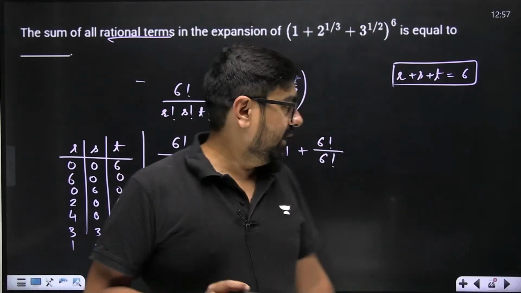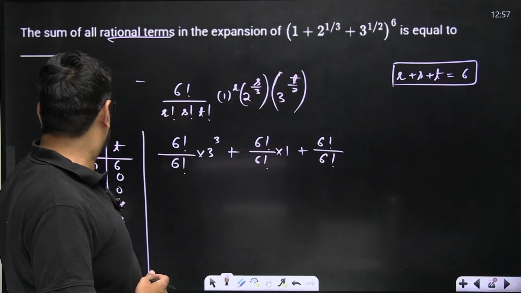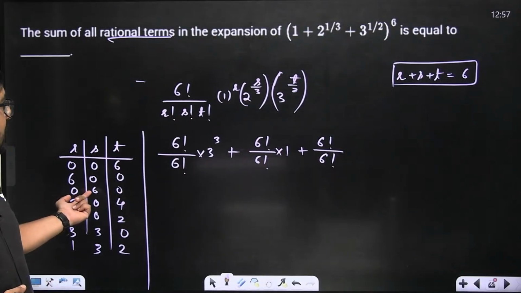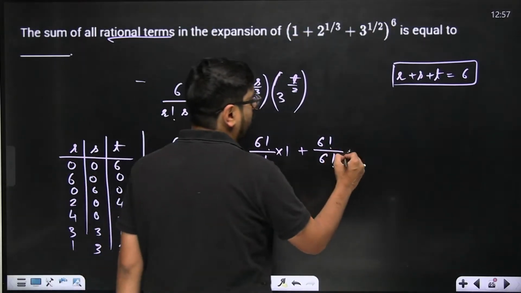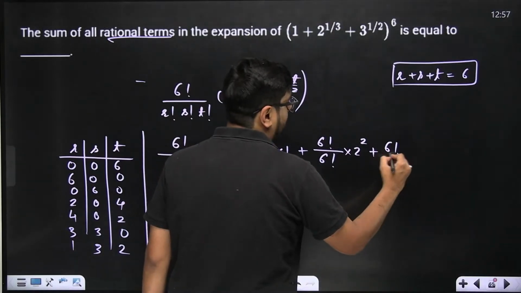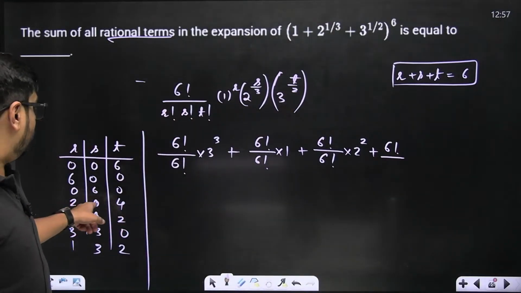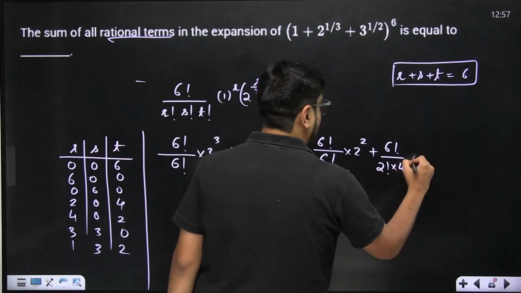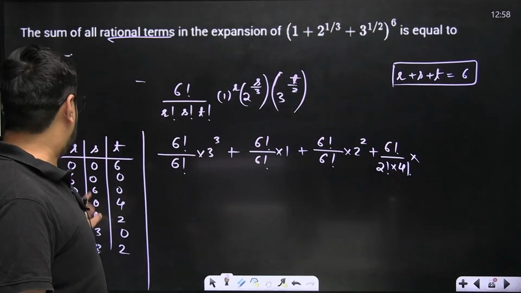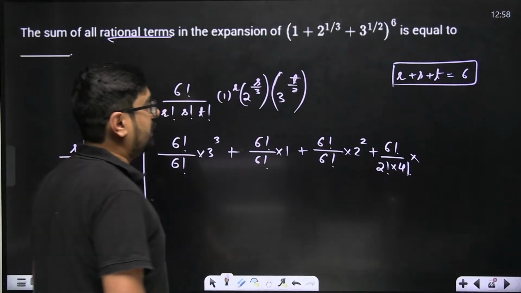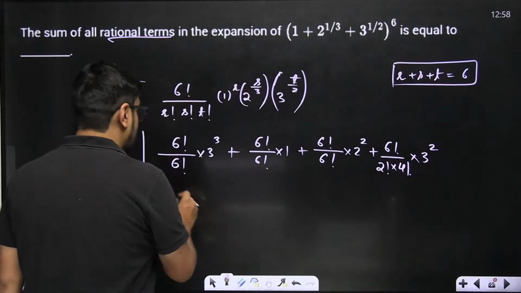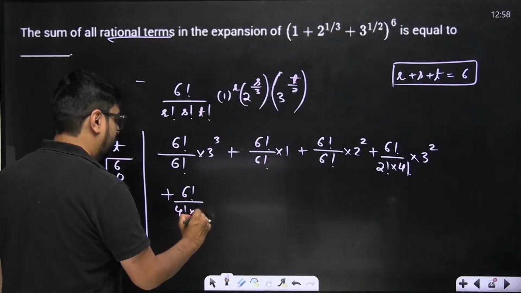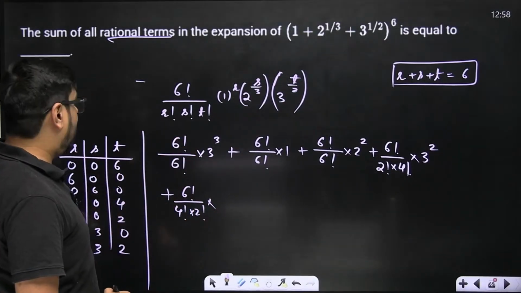These cases we formed. Now, we were on the third case, where 6 factorial by 6 factorial is multiplied with 2 to the power s by 3, that means 2 to the power 2. Plus 6 factorial divided by 2 factorial into 4 factorial, multiplied with 1 to the power 2, that is 1 only, and 3 to the power 4 by 2, that means 3 square. Correct?